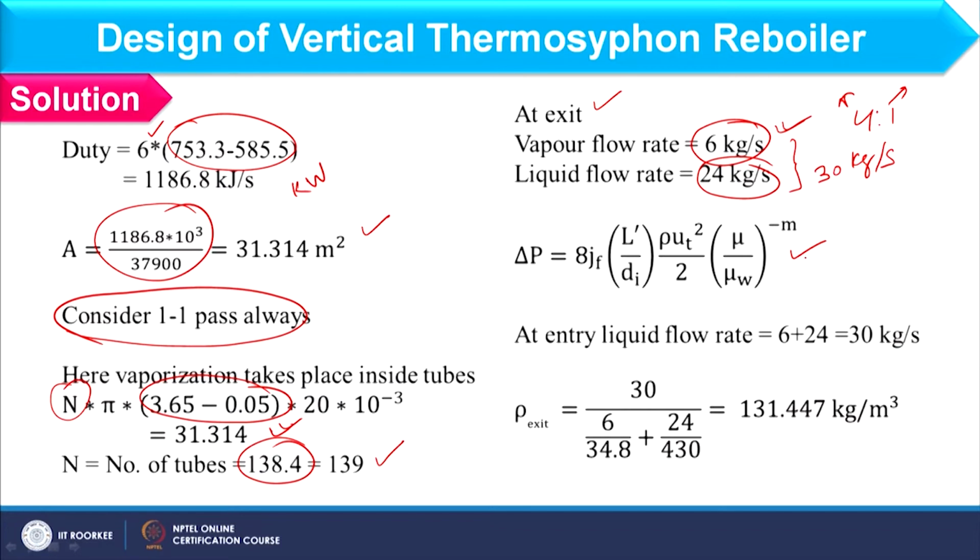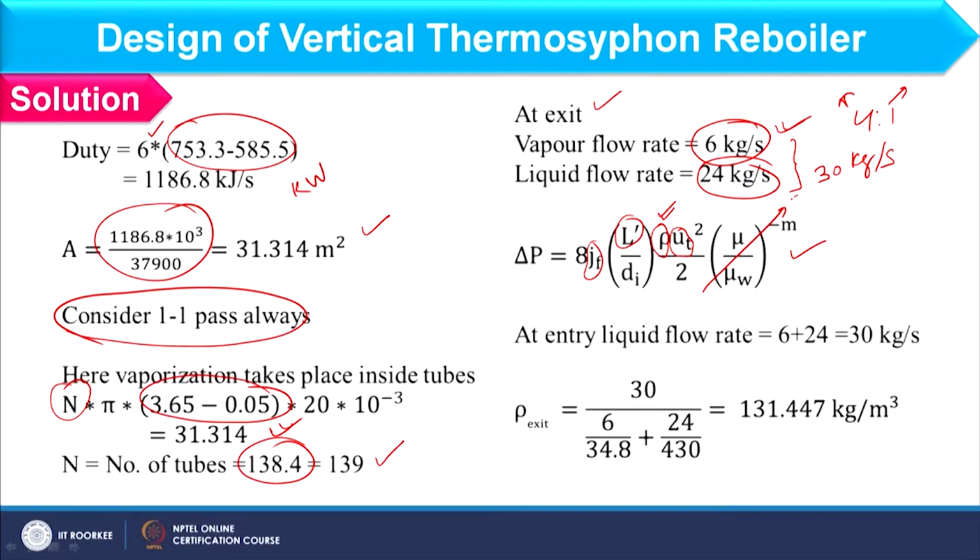Now, once I have the vapor flow rate as well as the liquid flow rate at exit condition, we should calculate the pressure drop due to friction, and for that the expression is like this. Here we have to find out the JF factor, which will depend on the Reynolds number. This L is the total length of the tube. This rho will depend on the feed. So, at inlet the feed is total liquid and at exit the feed is the mixture. So, we have to find out the density of the mixture, and further we have to find out the velocity.